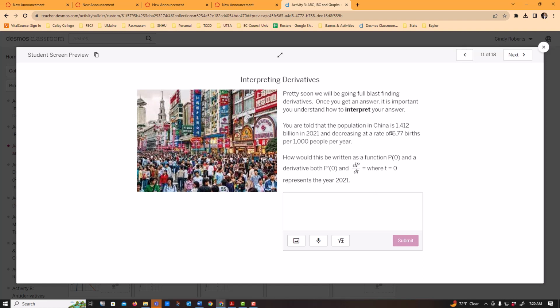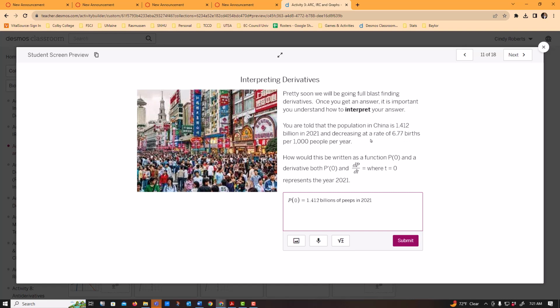You are told that the population in China is 1.412 billion in 2021. So what I do, because it says this represents t equals 0 in 2021, I would write P of 0. So in 2021 is 1.412, and this is billions of people in 2021, okay?